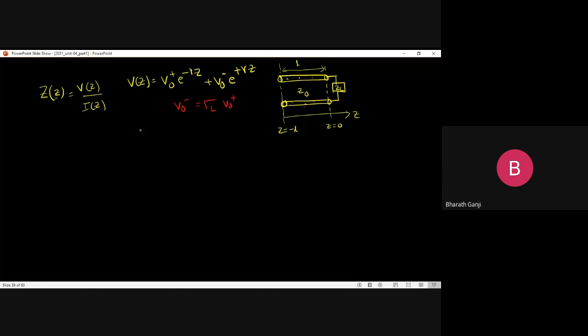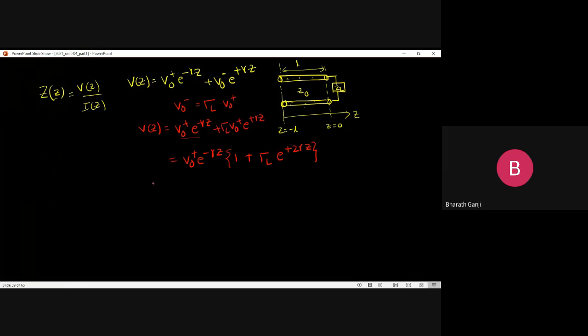If I do that, what happens to the expression of V of Z? So you can see the V of Z expression becomes like this: V naught plus into e power minus gamma Z plus tau L times V naught plus into e power plus gamma Z. So in this expression, say for example, if I take V naught plus into e power minus gamma z as common, what you'll get? You'll get the answer as 1, right? So I'm taking this as common. If you take that as common, then you get 1 plus tau L times e power plus 2 gamma z. Right? You can see if I multiply it, then you get back the same expression again. So this is V of z.